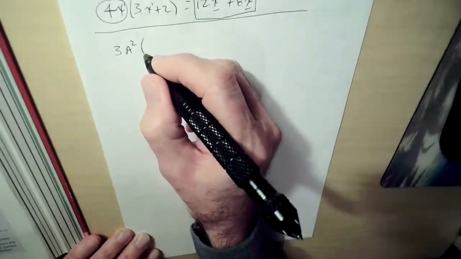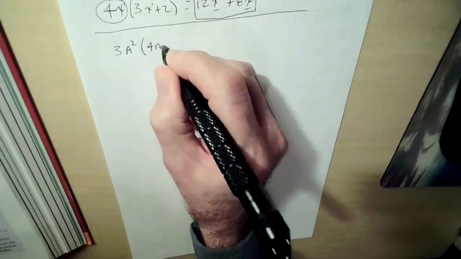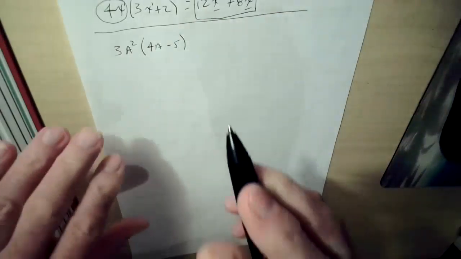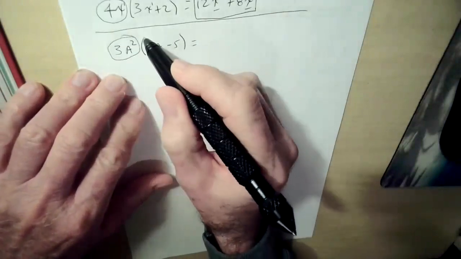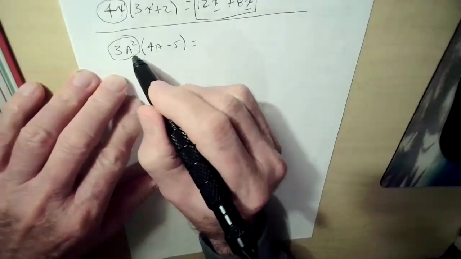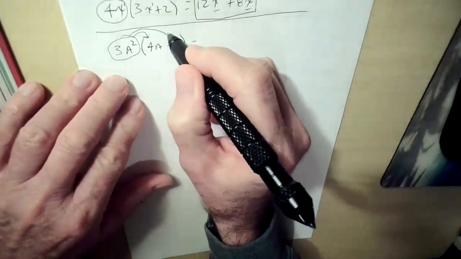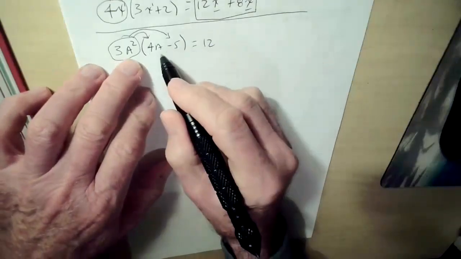Okay, and if we have this, we have 3a squared, open parenthesis, 4a minus 5. Again, distributive property of multiplication, very important. We're going to take the 3a squared. This is a term, and we're going to multiply all the terms inside. Now, 3 times 4 is 12.